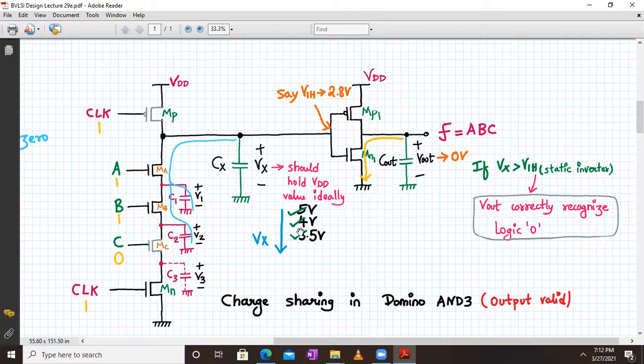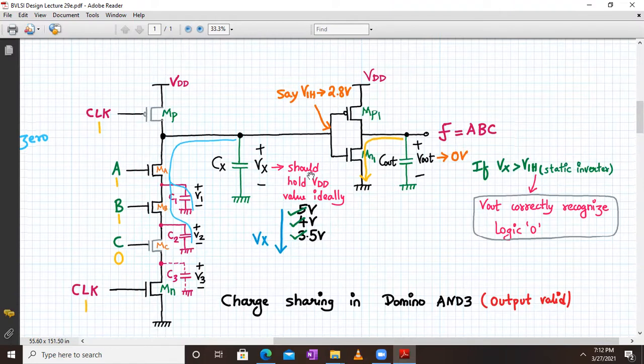Okay, so here we have a situation of charge sharing. The clock is 1, A and B are 1, MA and MB transistors are on, and the CX charge is shared between C1 and C2. That means my VX voltage should ideally hold the VDD level, but it will not. In spite of the input C being 0 and transistor MC being off, still the output is not holding the voltage at VDD. It is slightly dropping. And why is it reducing? Because the charge is being shared between CX, C1 and C2.